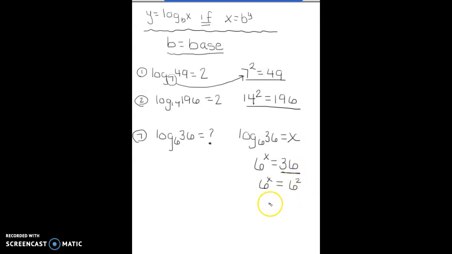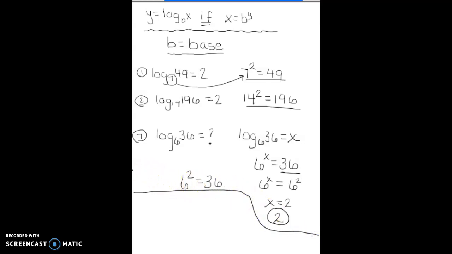So if our bases match, our exponents have to match. So our missing value is a 2. That entire process has been evaluated. So log base 6 of 36 equals 2 because 6 squared equals 36. Okay, I want to do one more with you. I'm going to try to squeeze it in down here.